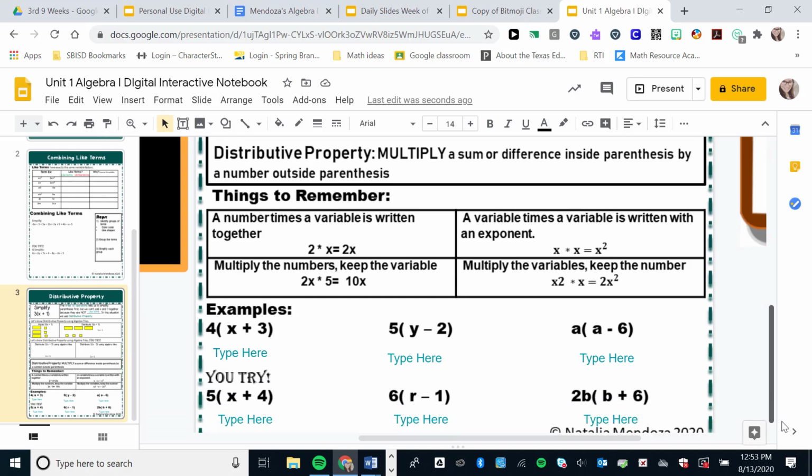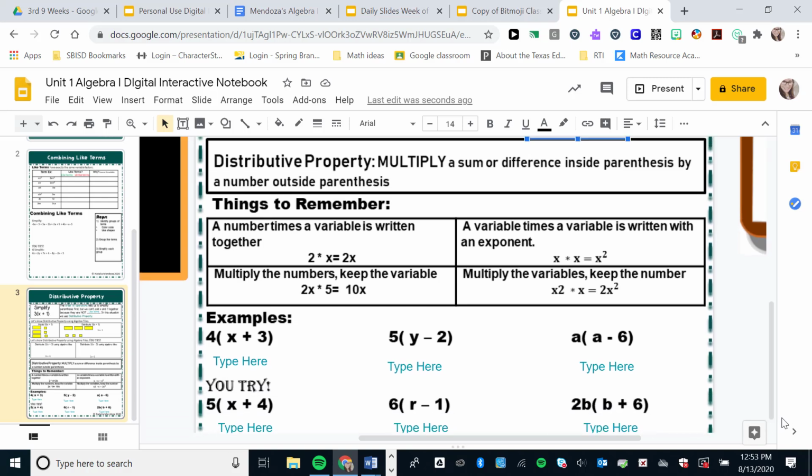So there's a couple of things you need to remember before we tackle these. The first thing you need to remember is a number times a variable is written together. So 2 times x is the same as 2x. You also have to remember that when you multiply the numbers, you have to keep the variable. So 2x times 5 is the same as 10x, because you're multiplying the coefficient, which is a number in front of the variable, with the constant, which is a number without a variable. So 2x times 5 is 10x.